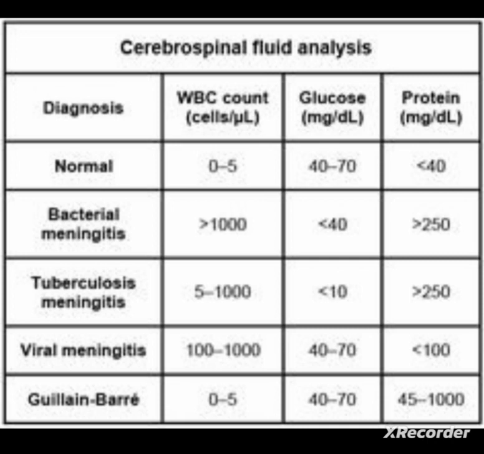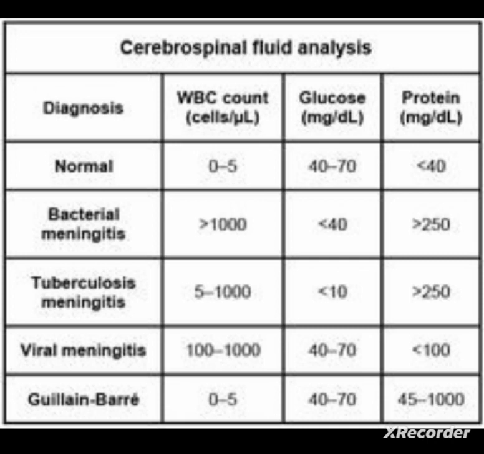In case of viral meningitis, the WBC count is from 100 to 1000. Glucose value will be normal, between 40 to 70. Protein value will be less than 100. So viral meningitis we can easily identify: the glucose value will be within normal limits, the WBC count is from 100 to 1000, and the protein value will be less than 100, not less than 40.